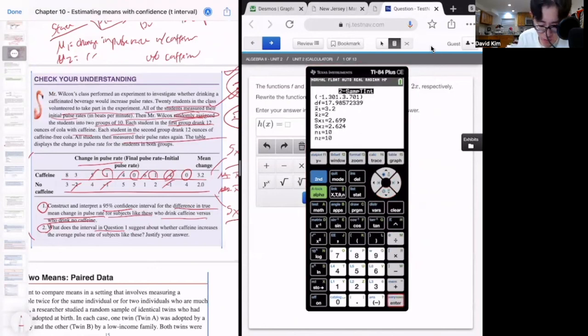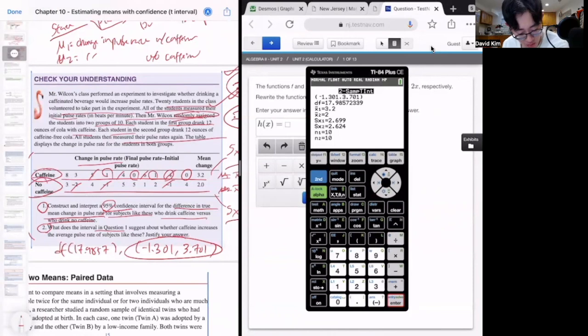So we have a degree of freedom. We need to write that down, 17.9857, with the interval -1.301, 3.701. To interpret it, we are 95% confident that this interval will capture the true difference in the true mean of the pulse rate change in caffeine people versus non-caffeine people. I would like for you guys to have that written down.